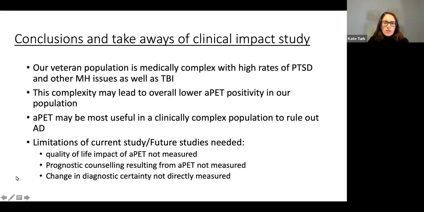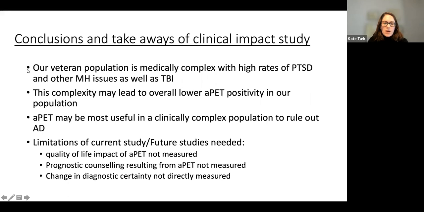So conclusions and takeaways: our veteran population is medically complex with high rates of PTSD and other mental health issues like TBI. So that might be a difference for why our amyloid PET positivity rates are relatively lower compared to other studies. And we think that maybe amyloid PETs are mainly being used in our clinic to rule out Alzheimer's disease in clinically complex patients.